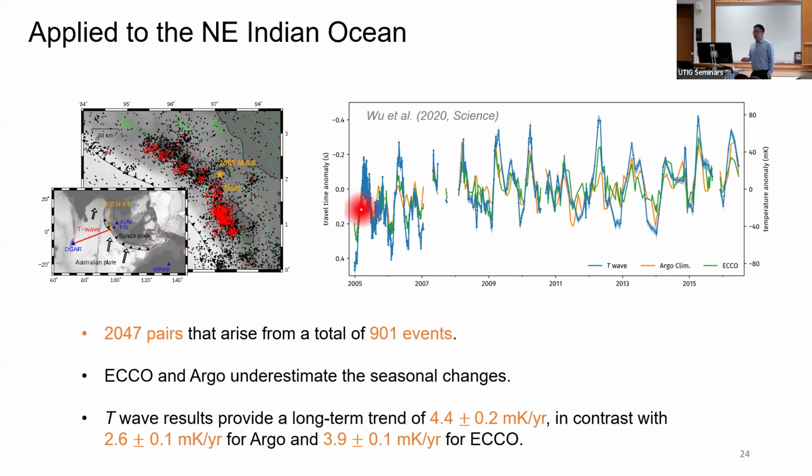And the right figure here shows that we are using these 2,000 repeating pairs to do the inversion and get the time series of the ocean temperature change.